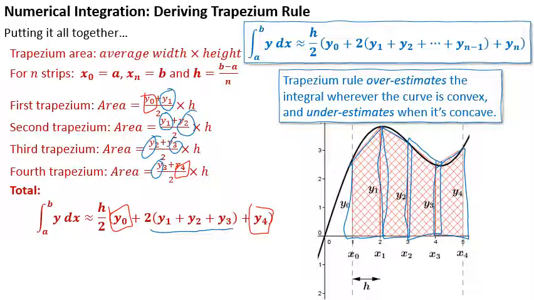For instance, between 1 and 3, between x0 and x2, you can see the curve is concave, so the gradient is decreasing, and we can see that trapezium rule gives an area which is clearly too low. There's a gap. The trapezium gives a smaller area than the actual area under the curve. And then when we get to the next half of this curve, between x2 and x4, the curve is now convex, the gradient is increasing, and therefore trapezium rule is overestimating.